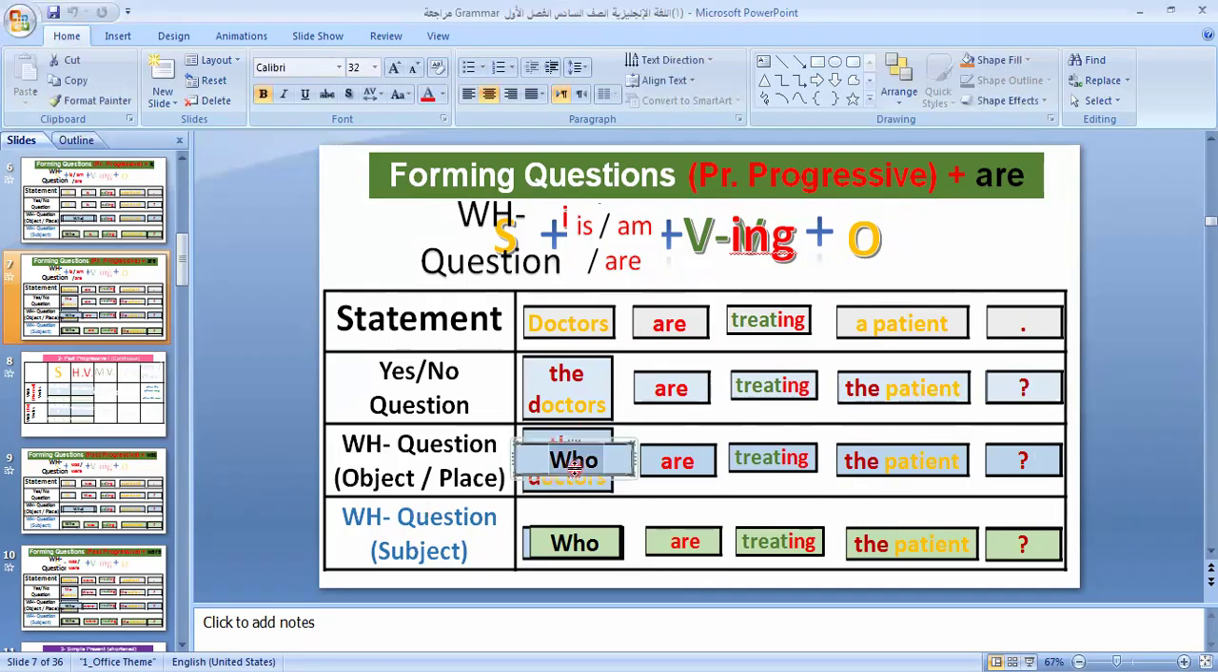When we ask about the doctors, who are treating the patients? Okay, so this is when we make a WH question. Here, when we make a yes/no question, we say, are the doctors treating the patients?